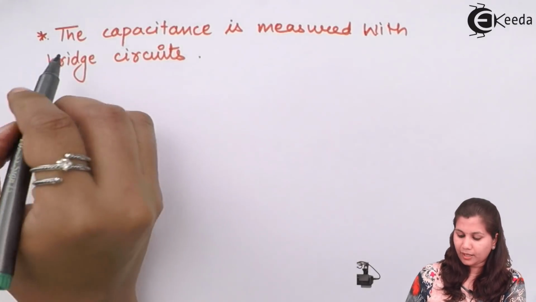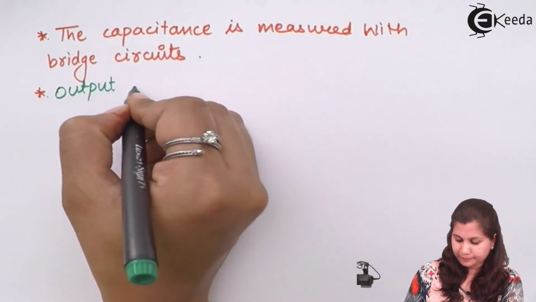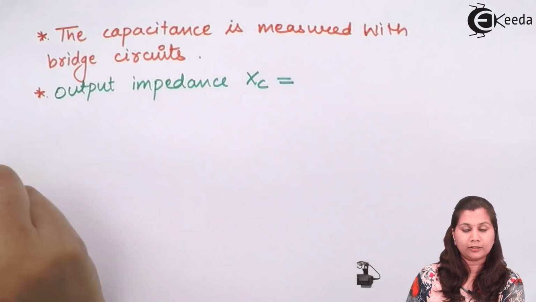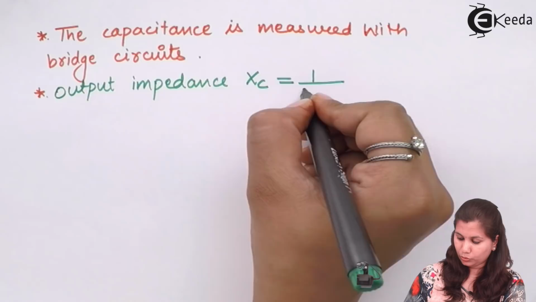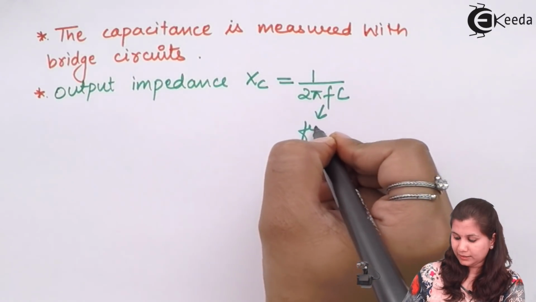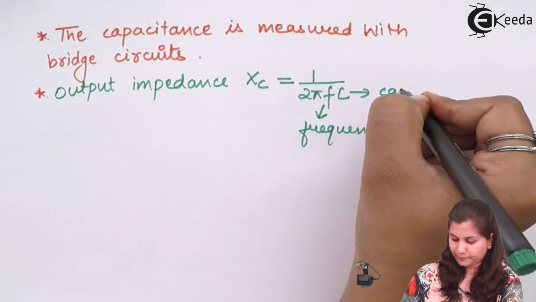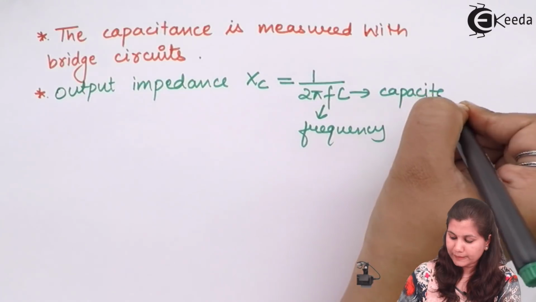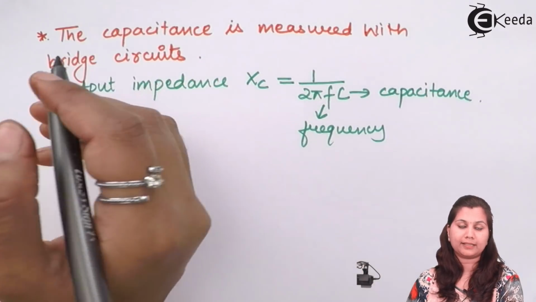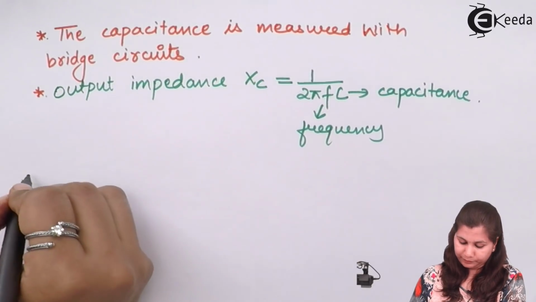In that case, the output impedance is given by XC. So XC will be 1 upon 2 pi FC, where F is the frequency and C is the capacitance. So we can use bridge circuits to measure the capacitance or the output impedance of the capacitive transducers.